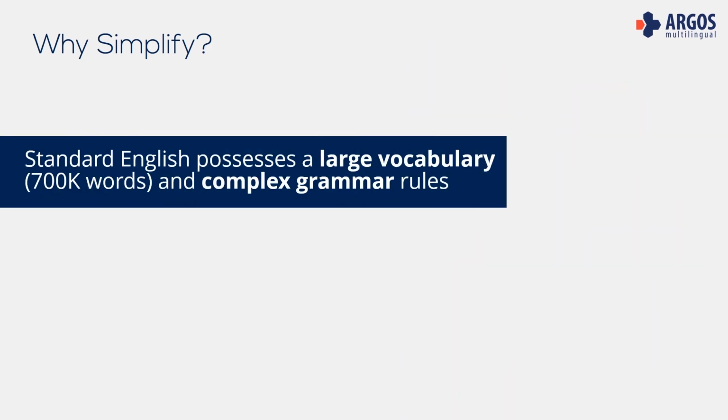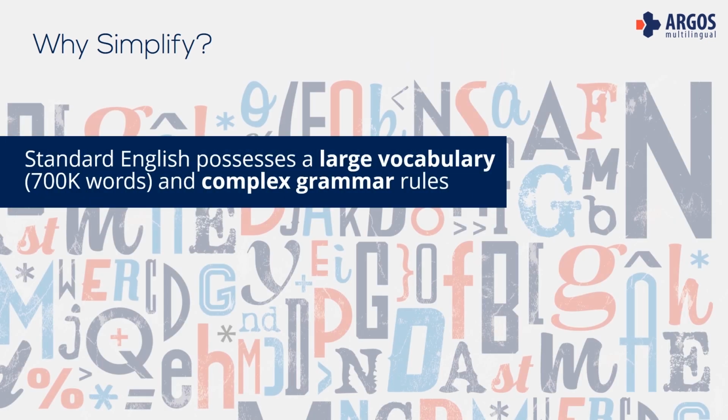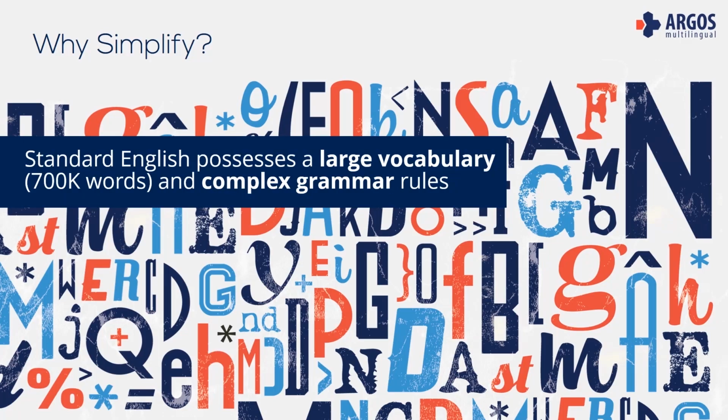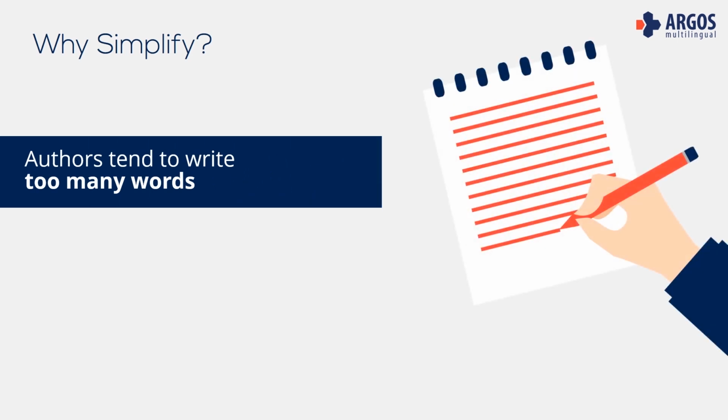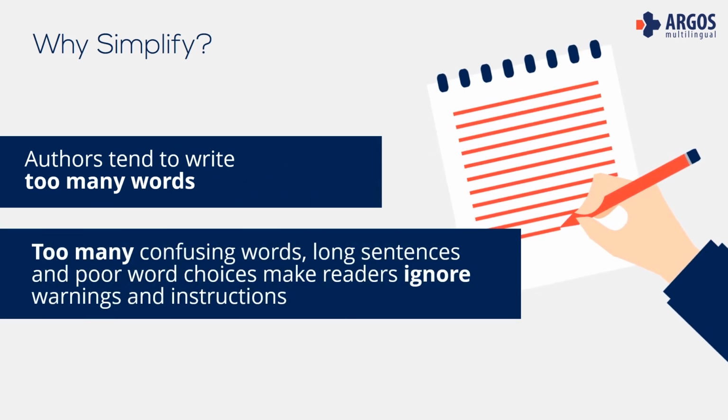This ambiguity can then actually be made worse by a large English vocabulary. There are many complex grammar rules, synonyms, and even mutually exclusive words like flammable and inflammable. Plus, it's part of human nature to write too much. Pride of authorship leads people to overwrite and overwhelm the reader with too much content.